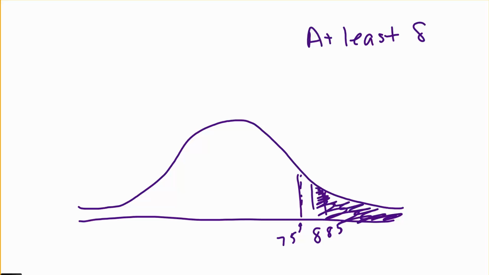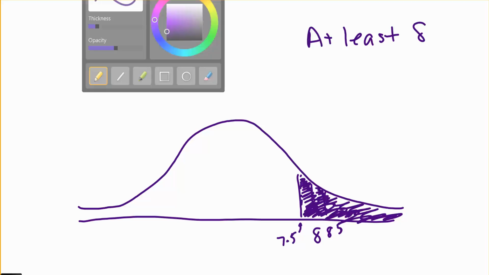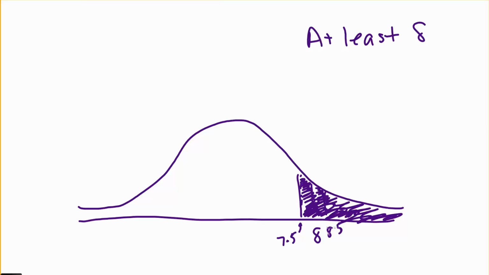But because we have to use this continuity correction, we can't use 8. Since we're looking for everything above it, we have to use a lower boundary of it. So at least 8 on this graph really looks like at least 7.5 because we had to do this correction, turning this discrete variable into more of a continuous thought. So at least 8 would be this picture. Let's get rid of that 8.5 in there. It's not letting me erase. There we go. So at least 8 is going to look like this. It's everything to the right of 7.5.